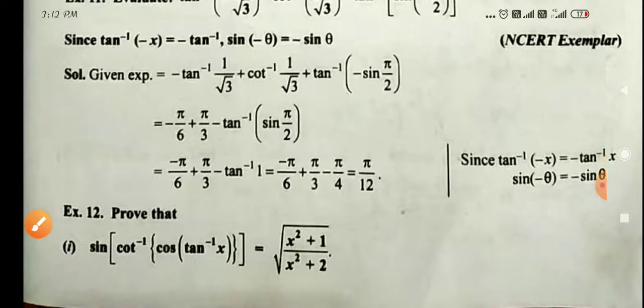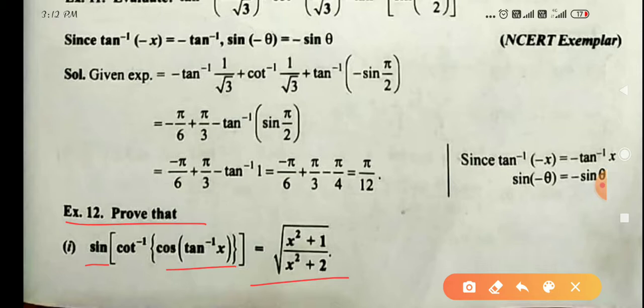This is the example. You can see here, example 12. Prove that sine of cot inverse of cos of tan inverse x equals under root of x square plus 1 upon x square plus 2. So how can we solve it?